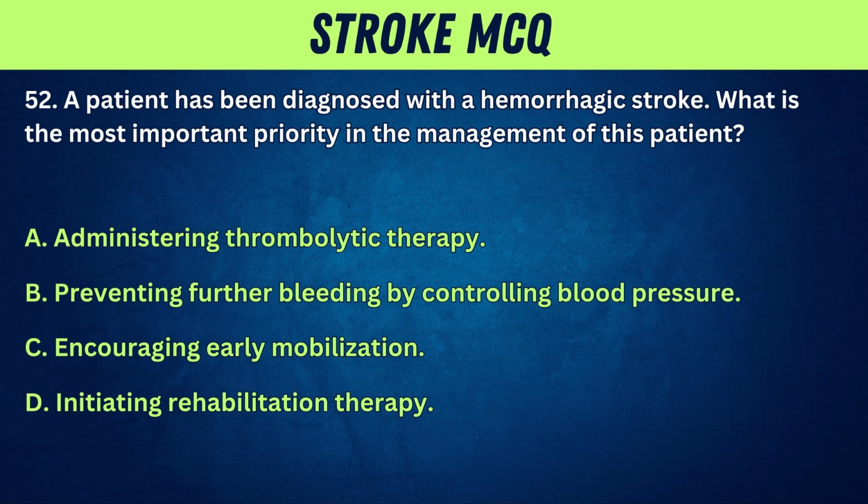52. A patient has been diagnosed with a hemorrhagic stroke. What is the most important priority in the management of this patient? A. Administering thrombolytic therapy. B. Preventing further bleeding by controlling blood pressure. C. Encouraging early mobilization. D. Initiating rehabilitation therapy.